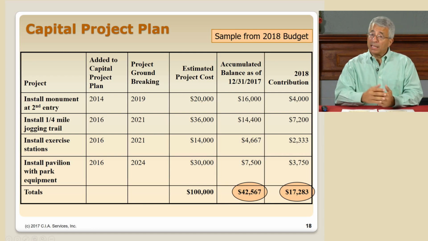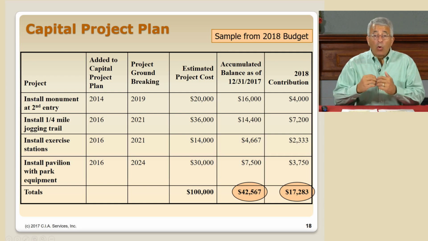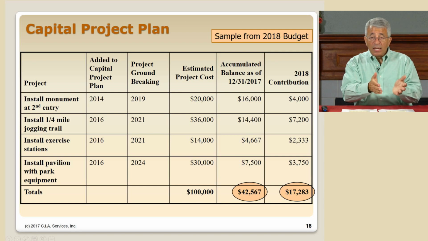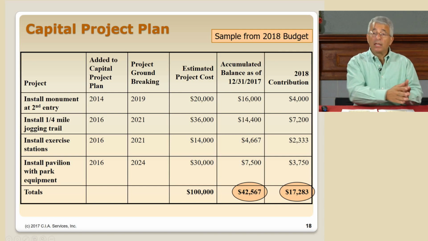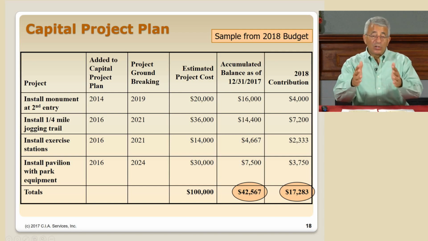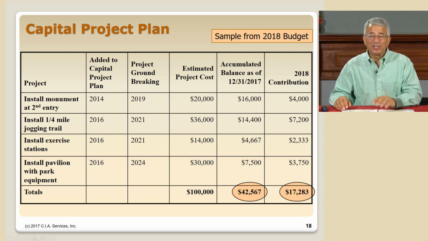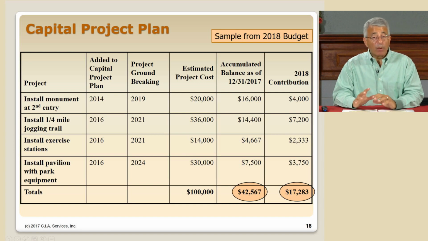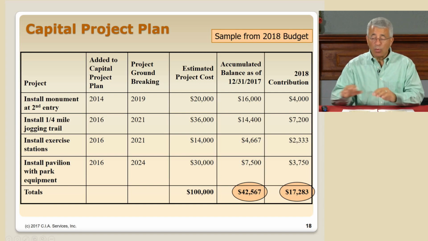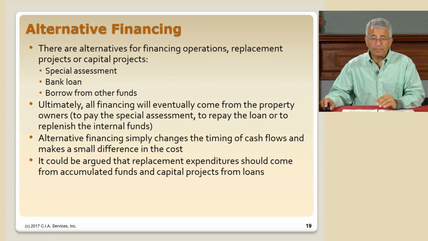What would our balance in the capital fund be in 2025? Zero. We would have accumulated everything we needed, and we would have spent everything we needed. We're done. We can now rest and enjoy the park pavilion and the exercise stations. So that's the capital project plan. That's how you calculate what the ideal values are.